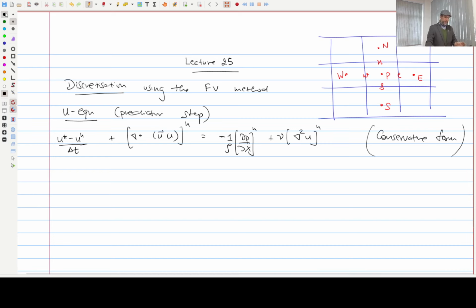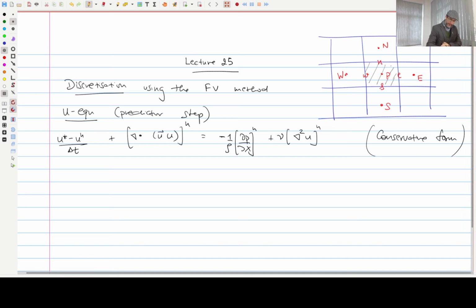In the finite volume method, we integrate the equation over a control volume. So our control volume here is this one. It is denoted by a capital omega, which has an area denoted by gamma.